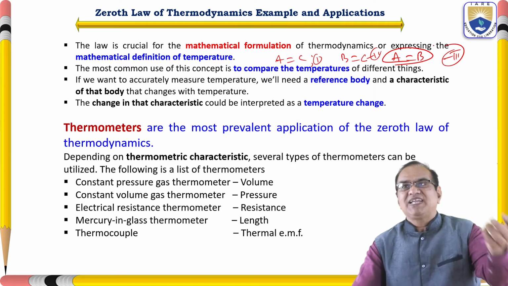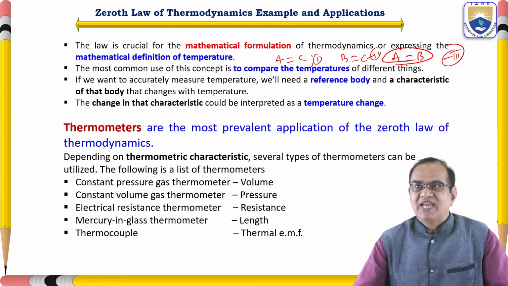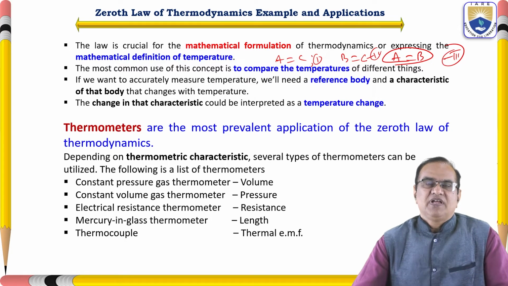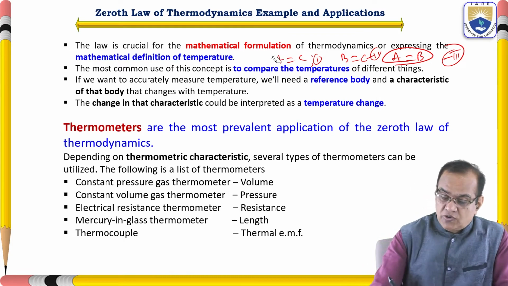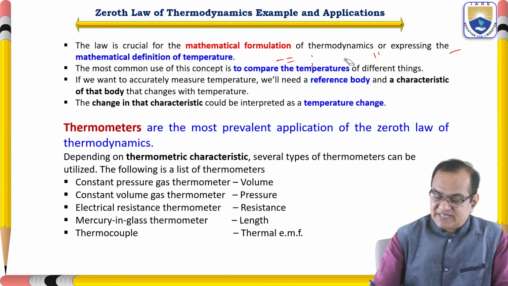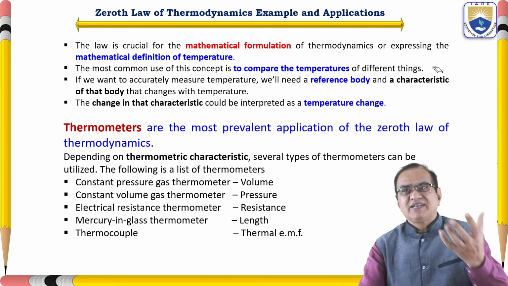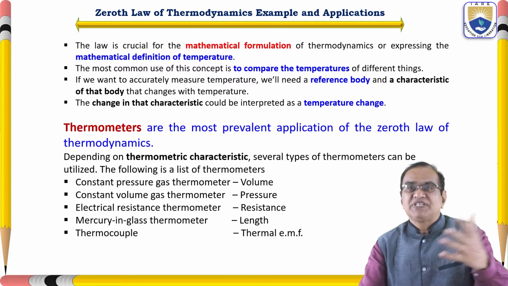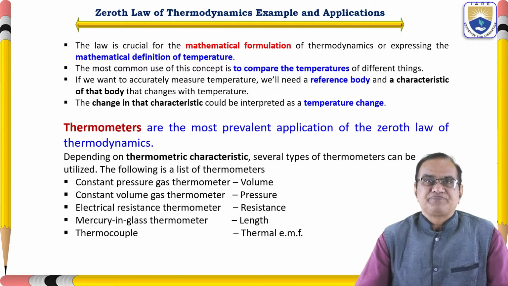So this mathematical expression of your thermodynamic properties we can do with the help of the zeroth law of thermodynamics. The most common use of this concept is to compare the temperature of different things. So if 3 or more items are there, you can see which one is at high temperature, and from high temperature to low temperature the heat will transfer.